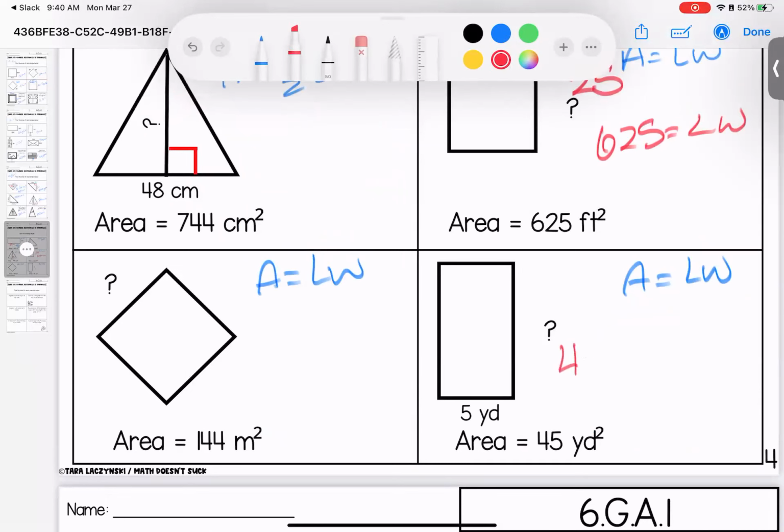Coming down here again, filling in what I have. 45 is equal to a length times 5, divide both sides by 5. I get that my missing length is 9 because 9 times 5 is 45.